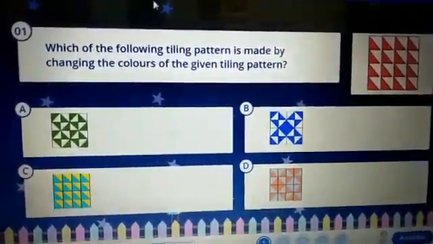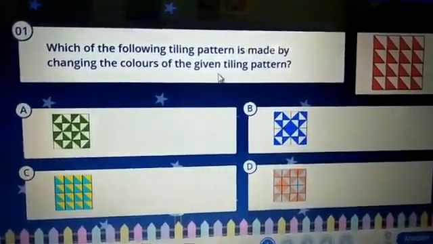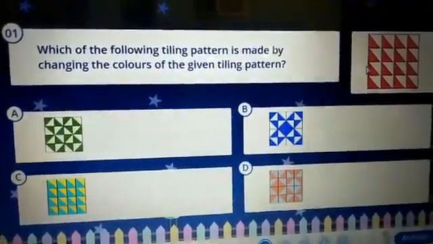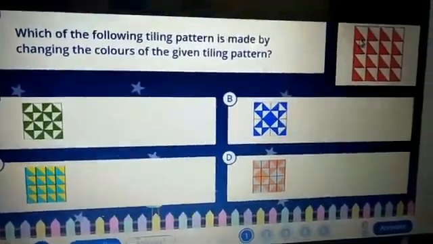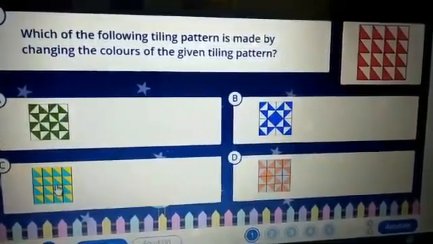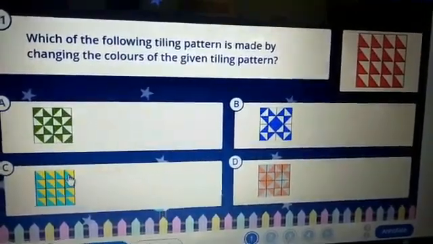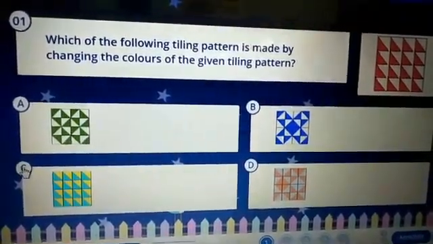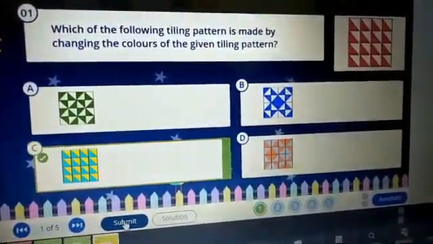Children, our next question, which of the following tiling patterns is made by changing the colors of the given tiling pattern? See here, the white and orange color tiling pattern is here. The same pattern, where you search here. The color only is different, here they use yellow and blue. So maybe our answer is C. So I chose C. Shall we check our answer? Yes, correct.